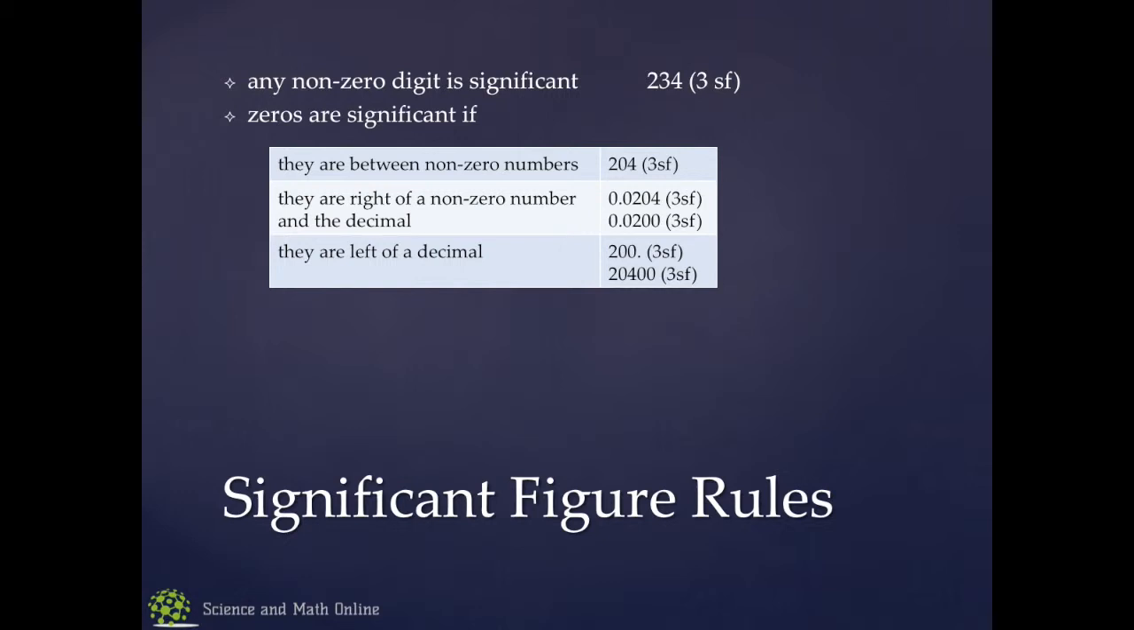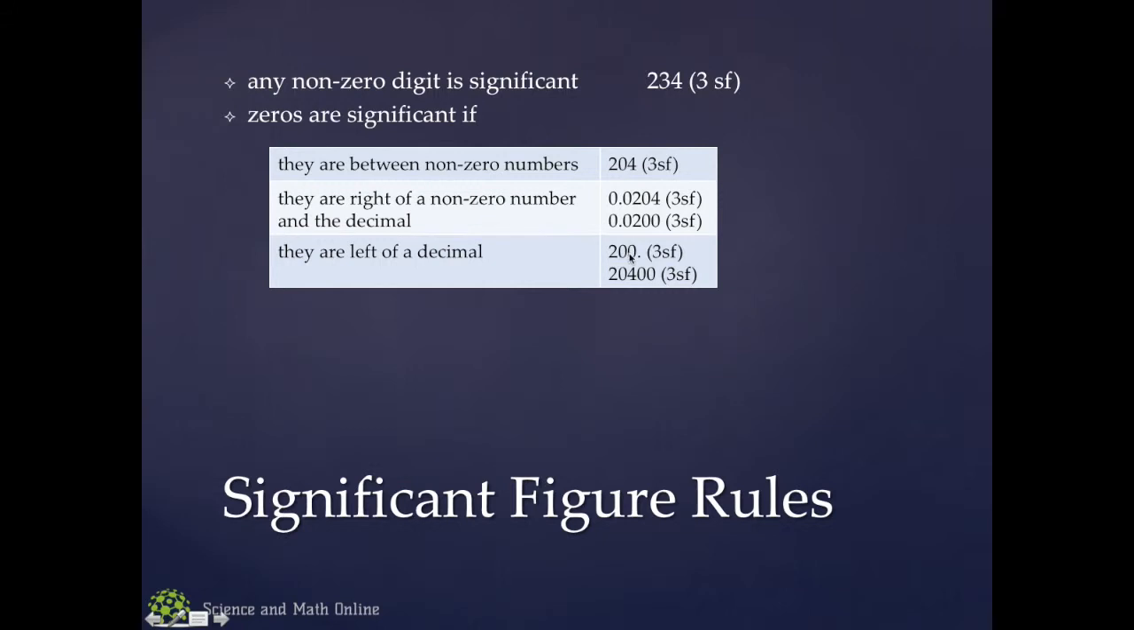Zeros are significant if they fall between two numbers. So here they're significant, here they're significant. This one's significant because it's between the two numbers. Okay. If they are right of a number and right of the decimal, so these two numbers here are significant, but these zeros here are not. Okay.